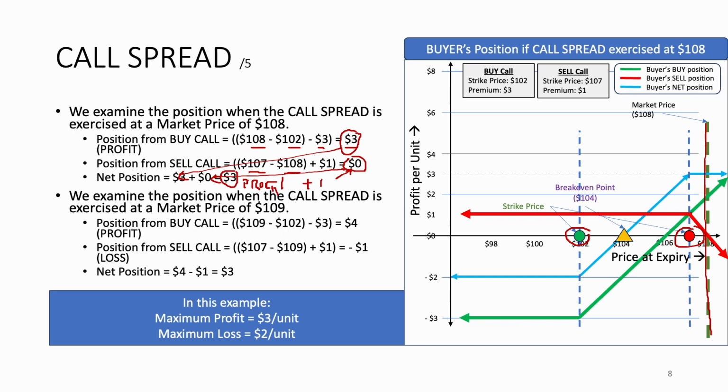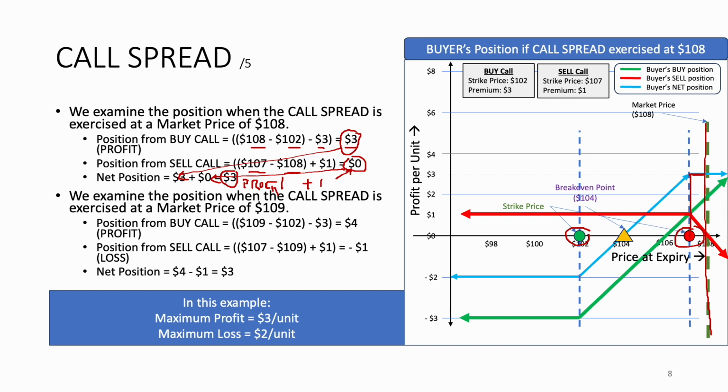Let's study one more case. So we see that the profit is $3 only. The previous case we studied was at $107. This is the strike price of the sell call, where the profit was $3. So the profit at $108 is also $3.